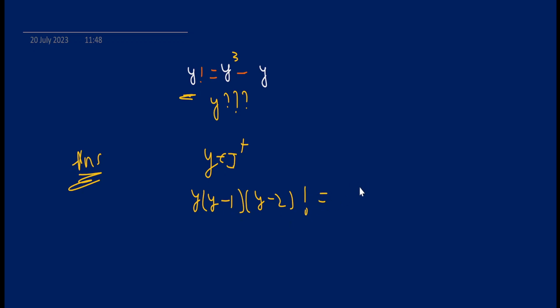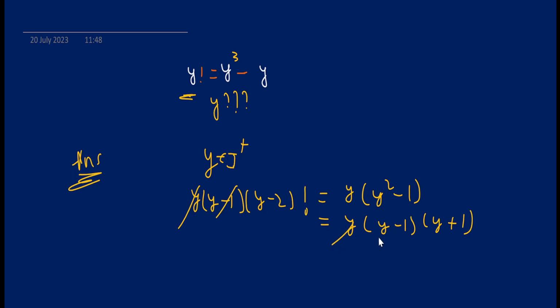Now we can also take y common in the RHS, which makes it equal to y into y square minus 1, and we can write y square minus 1 as y minus 1 into y plus 1. And you can see that we can cancel out y and y minus 1 on both sides, which leads to y minus 2 factorial is equal to y plus 1.